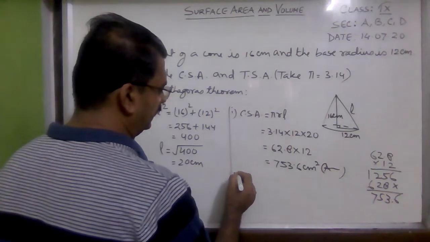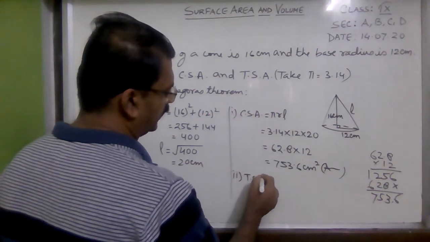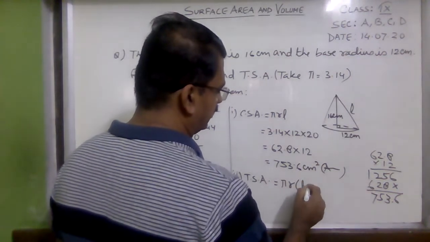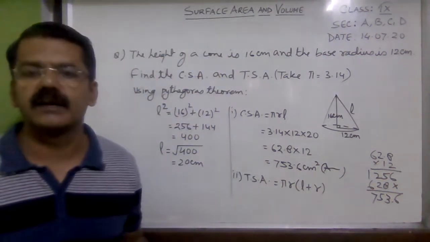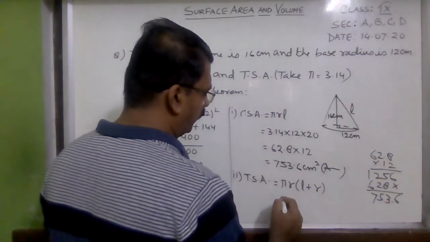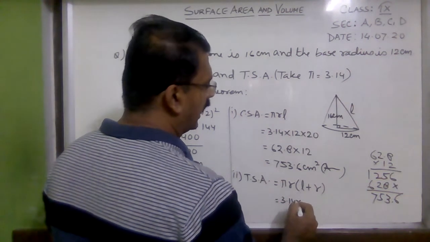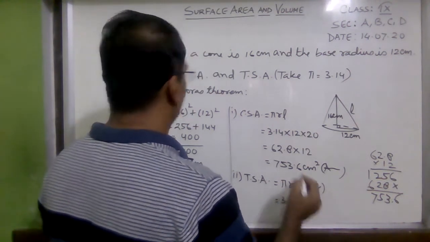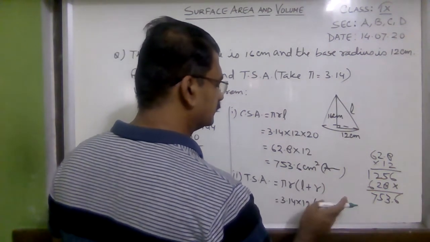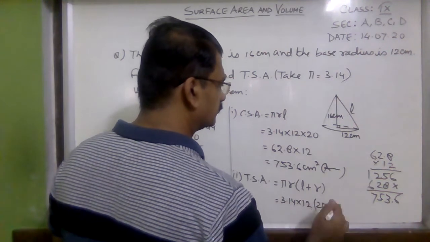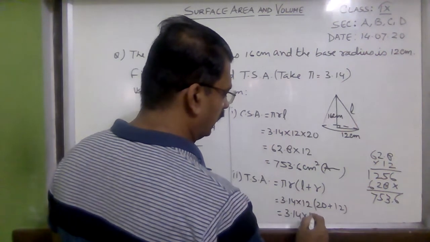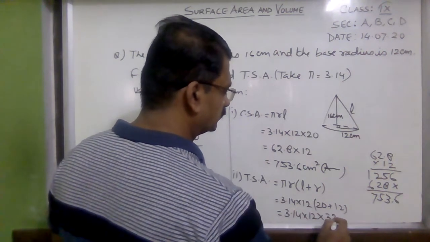Now we have to find the total surface area, and the total surface area will be pi r within brackets L plus r. Now again for pi you use 3.14, r is 12, L we have calculated 20 and r is 12. So 3.14 into 12 into 32.